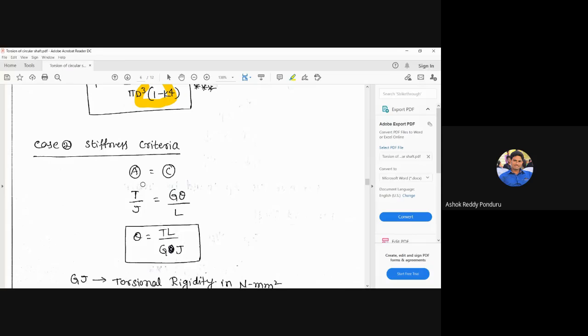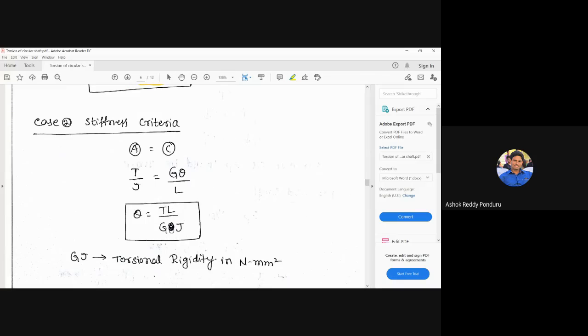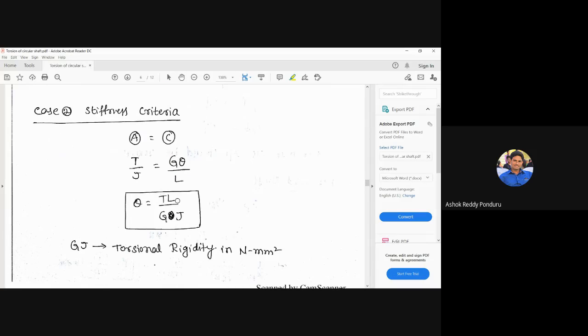For the stiffness criteria, please consider A equal to C. A means T by J, and C is G theta divided by L. From this, theta is equal to TL divided by GJ. Theta means the angle of twist. It is one kind of deformation.